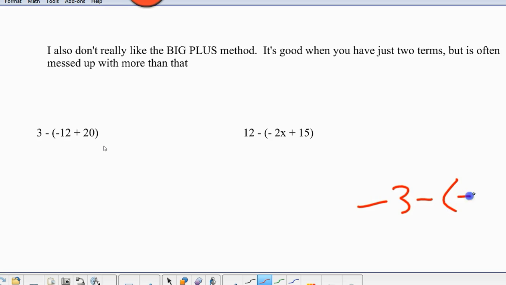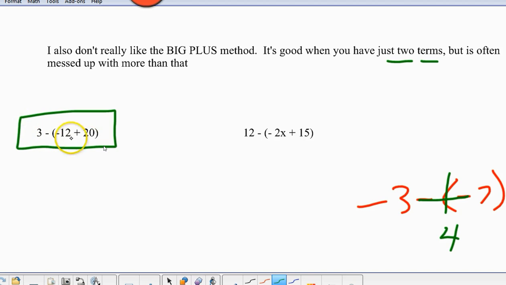Alright, so negative 3 minus negative 7. Some people change this, the minus the negative, to the big plus. And then they say that, oh, that's 4. Well, that's fine if there's only two terms. But if there's more than two terms, it's not really adding that.